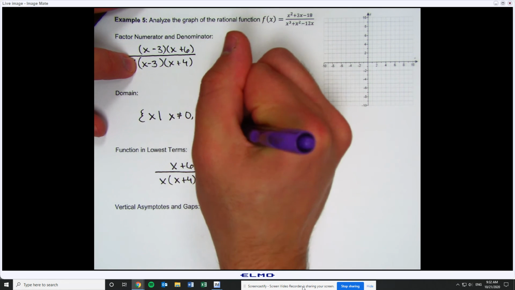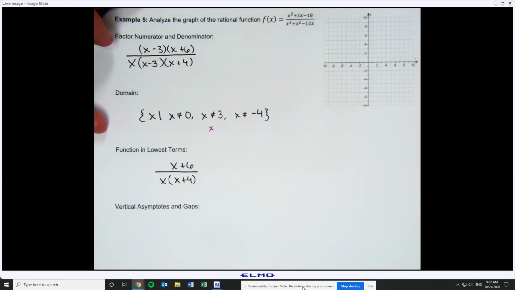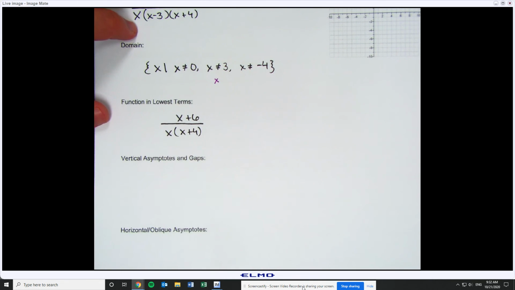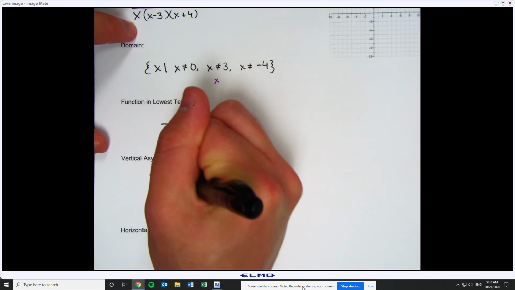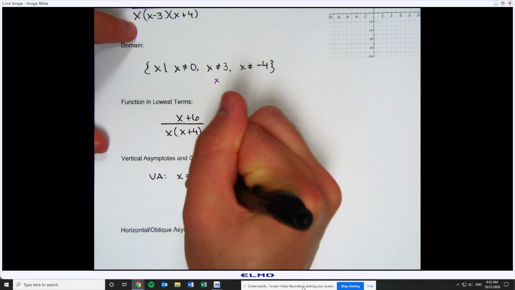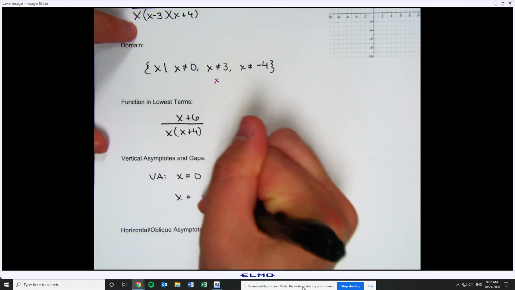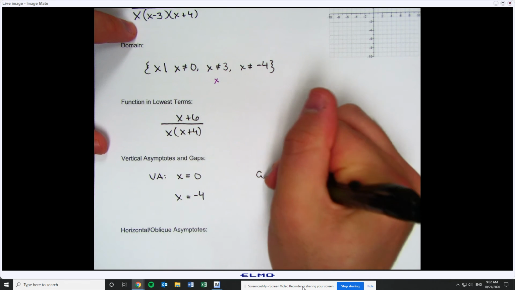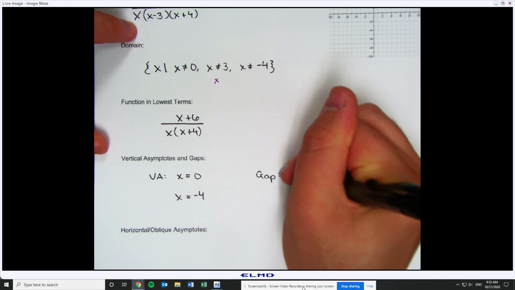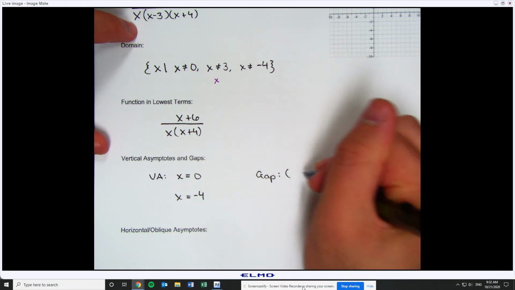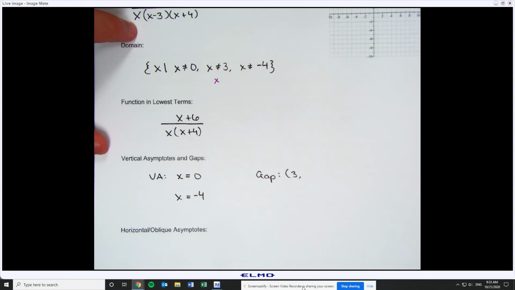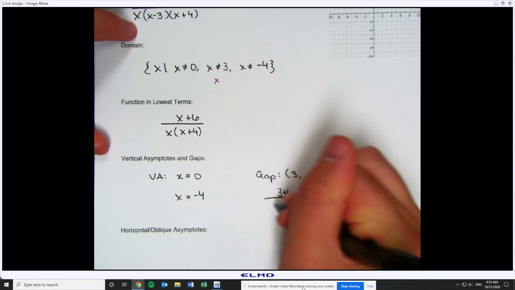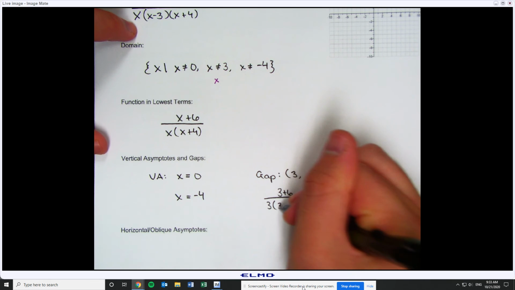Now, just to help us out in a minute, I see the part that got removed is the x minus 3. So x equals 3 is removed. That's going to be my gap. So for my vertical asymptotes, I have x equals 0, and then x equals negative 4. All done. As far as a gap goes, we do have one, and we know the x value for this is 3. Figuring out the y value, we're going to plug it in. So I have 3 plus 6 divided by 3 times 3 plus 4.